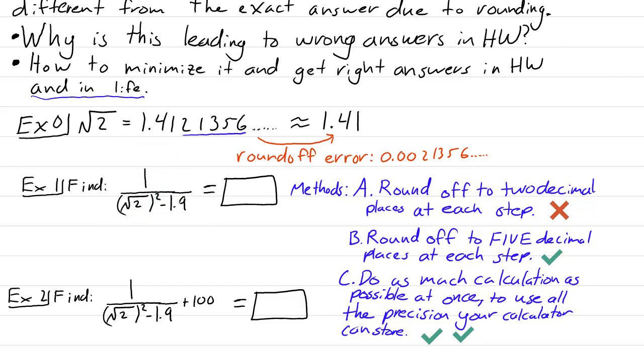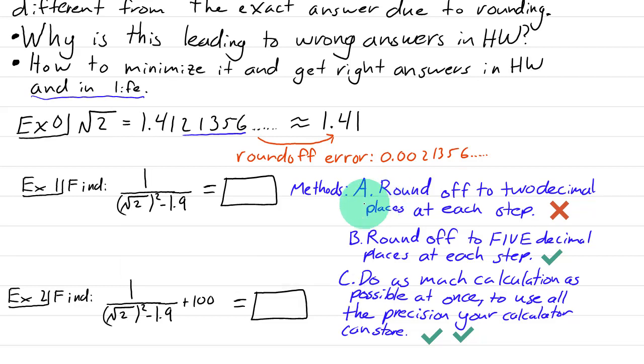The first way, method A, is round off to 2 decimal places at each step of the calculation. And we're going to see why this is going to lead you to a pretty much wrong answer with more round-off error at the end than you want. Method B is round off to 5 decimal places at each step. And method C is do as much calculation as possible at once in one line of your calculator to use all the precision that your calculator can store. Okay.